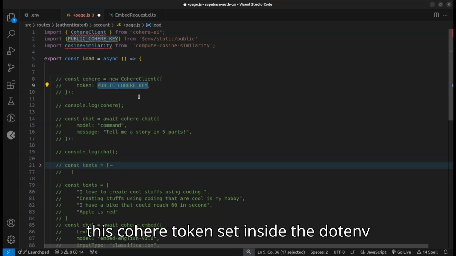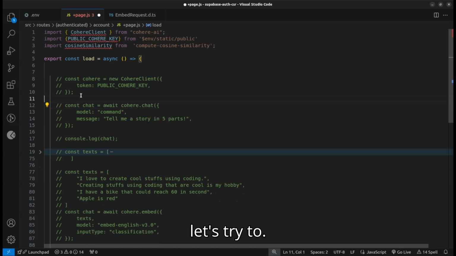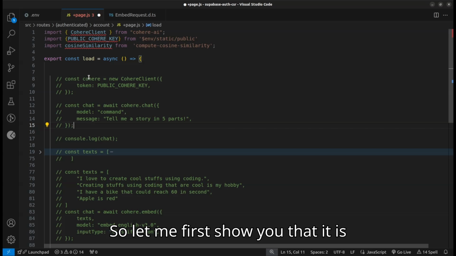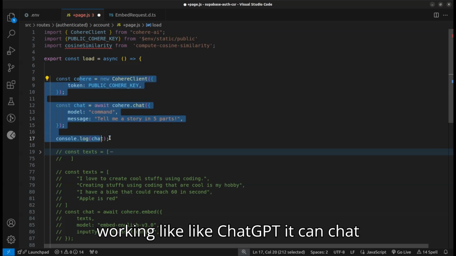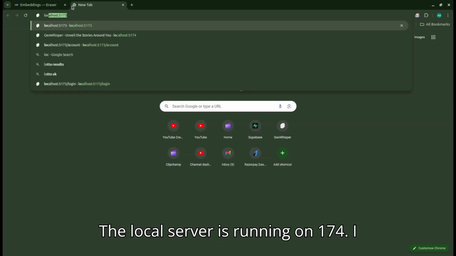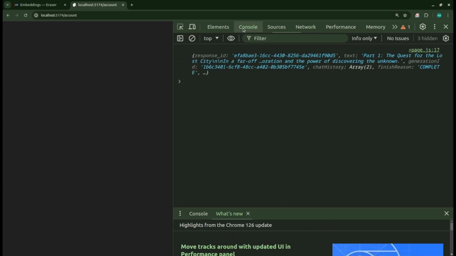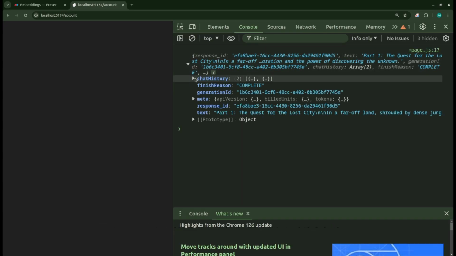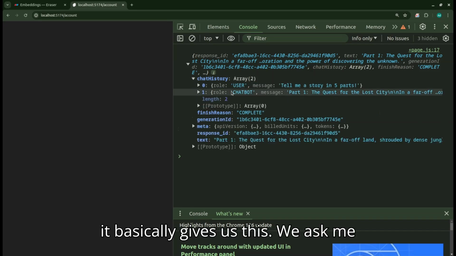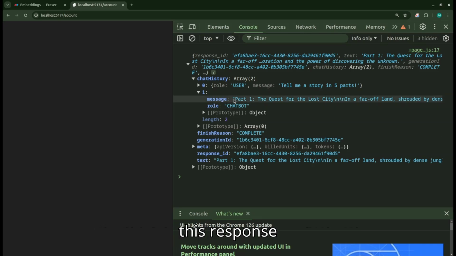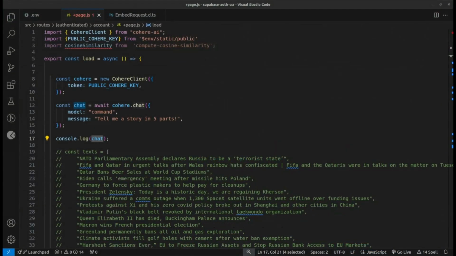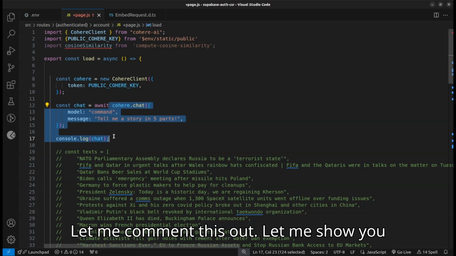I have this Cohere token set inside the .env file. Let me first show you that it works like ChatGPT, it can chat also. The local server is running on 5174. I will hit and open up the console. So we got our response. We asked it to tell me a story in 5 parts, and it gives us this response. Moving back to the code, let me comment this out.